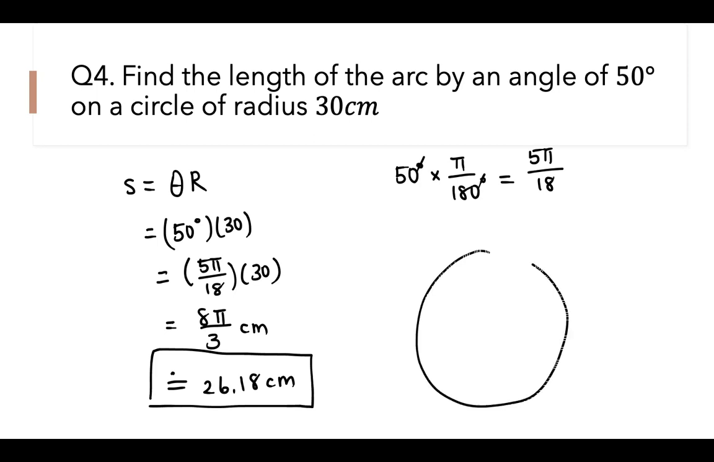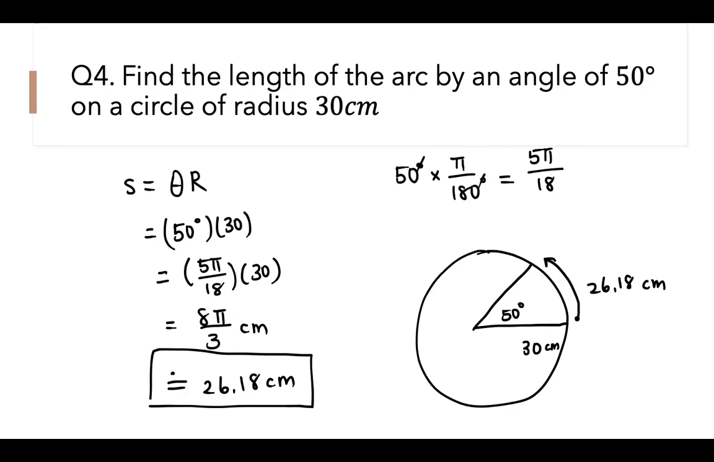So if I have to draw, this is the radius of 30. And let's say we have about 50 degrees, so it's less than 90. So this is 50 degrees. This length from here to here is 26.18 centimeter.